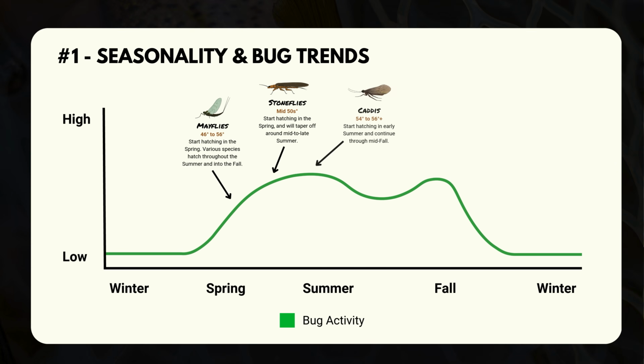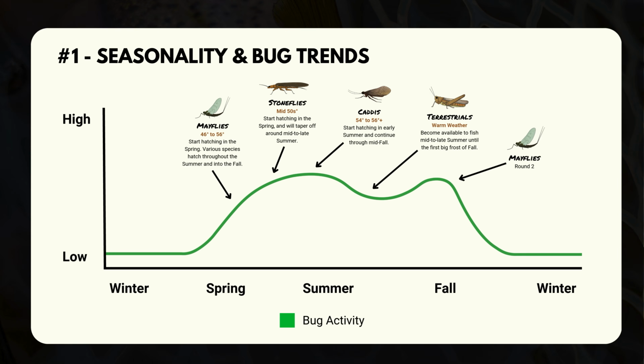In the summer, caddis and terrestrials are out and about. And in the winter, midges, scuds, and worms are on the menu. Carrying flies that match each season's primary food sources ensures you're ready no matter when you fish.